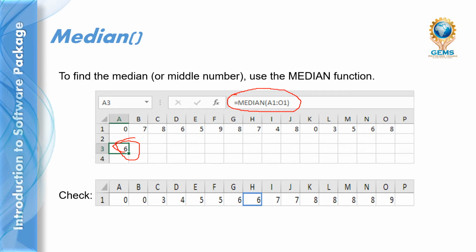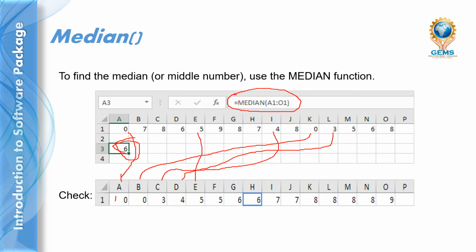So how did we get this output 6? You can check the output now. The A1 address already contains 0. First, it arranges the values in ascending order, low to high, to find the middle number. B also has a 0. Then which is the lowest number? 3 is the lowest number. And which one is the next lowest? There is a 4 and 4, next 5, then here another 5.